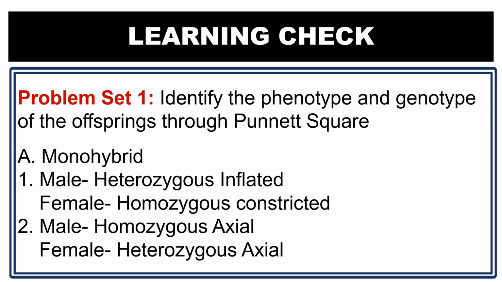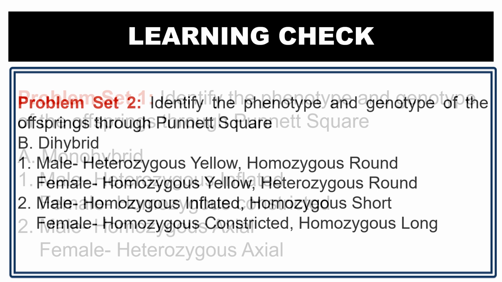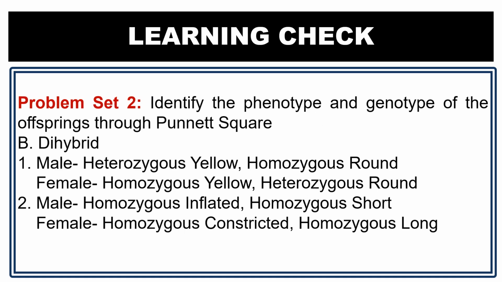You may also try answering the following problem sets to check your understanding about Mendelian genetics and, of course, the use of Punnett square. You may compare your answers with your classmates and friends, and you can also send your answers through the group chat or using the LMS.